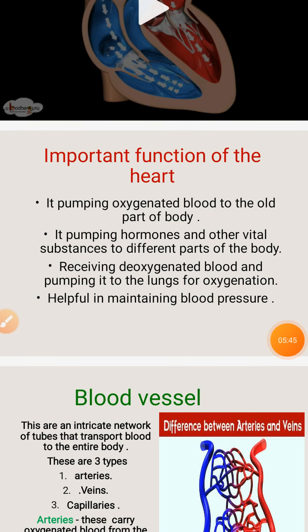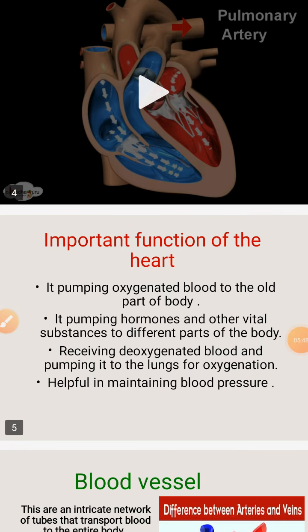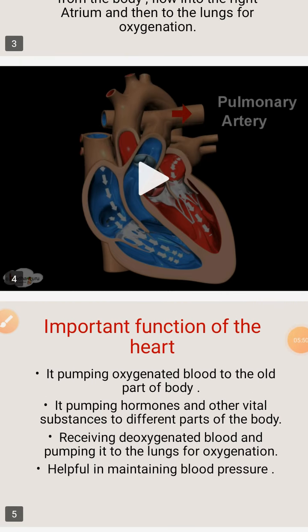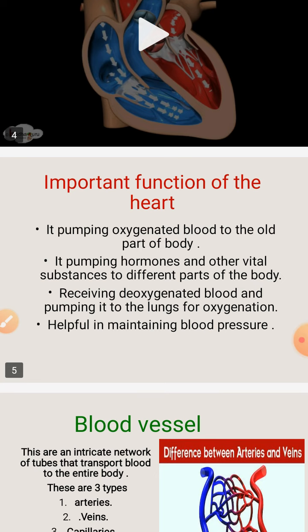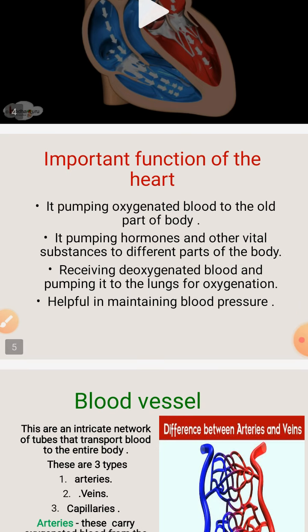Thus, we have seen the whole process of circulation by the heart in this video. Now, we will discuss the important functions of the heart. The first function is pumping oxygenated blood to all parts of the body. It supplies the oxygenated or pure blood to all parts of the body.